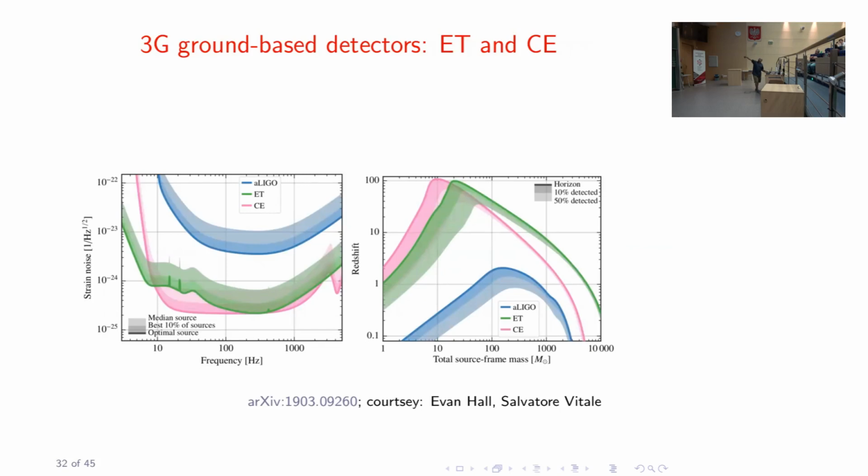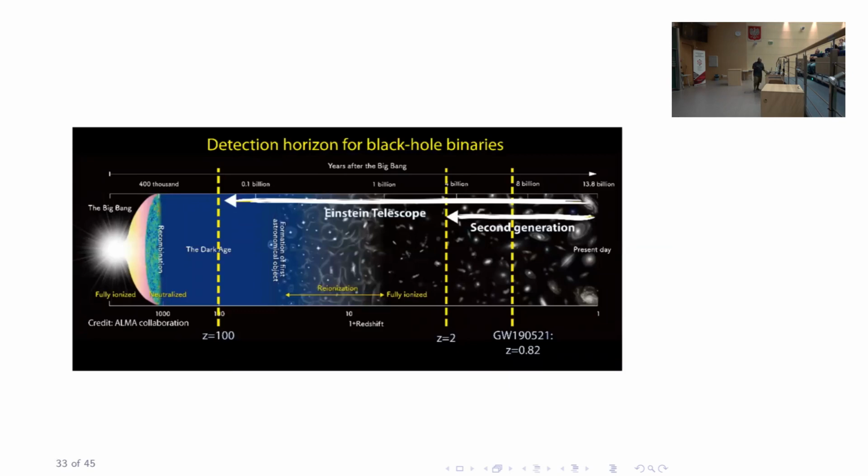This is as a function of total mass in the source frame, how far we can observe such objects, and as you can see, we can observe some 10, 20, 30 solar masses up to a redshift of 100. We do not even know that such sources are there up to such redshift, so probably not. So essentially what we'll be observing is the stellar mass black holes, all stellar mass black holes that can be there.